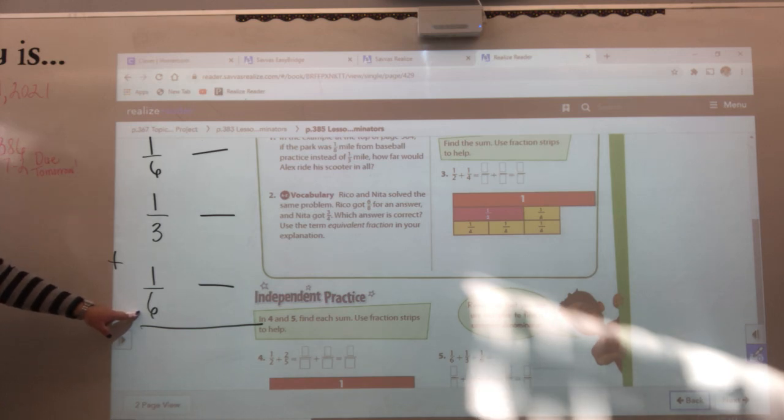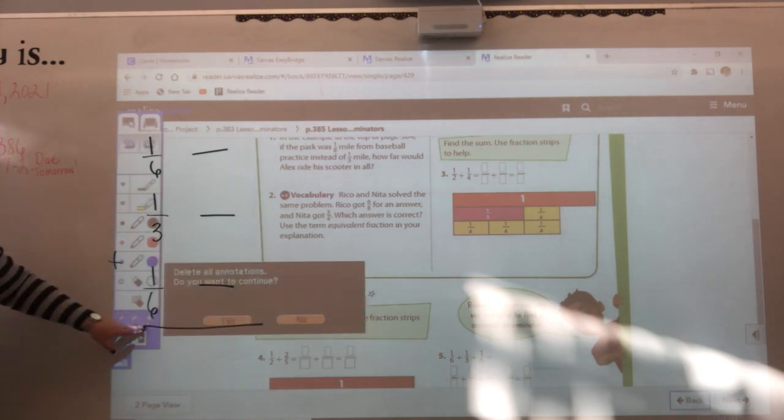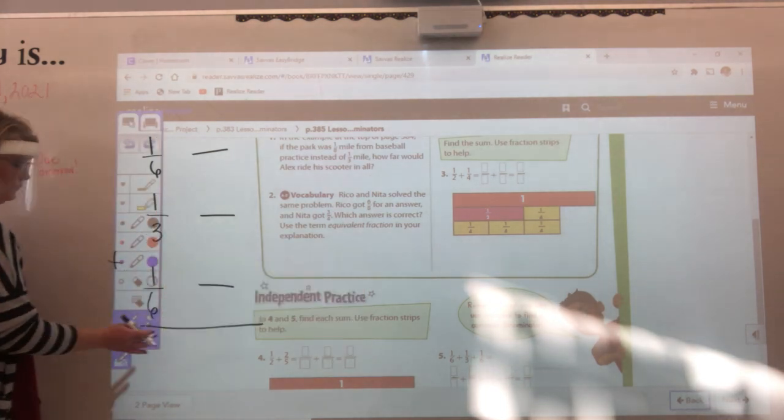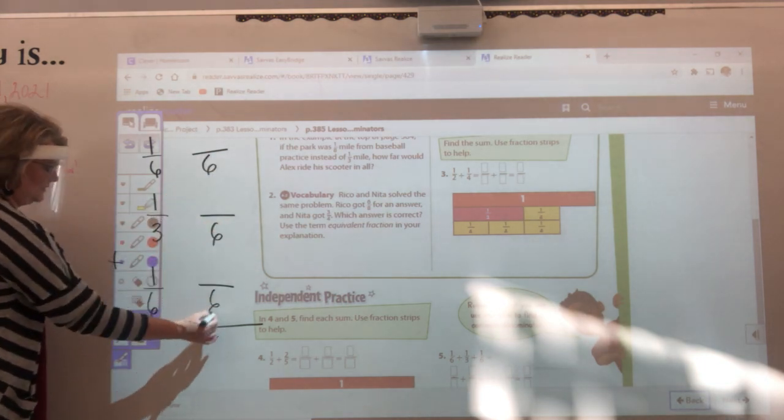Now we got to test these others. Are you watching? Eyes. I know this is 6. Will 6 times something get me 6? Yes. Will 3 times something get me 6? Yes. So guess what? That's my new denominator. There you go. Put 6, 6, 6 right there.